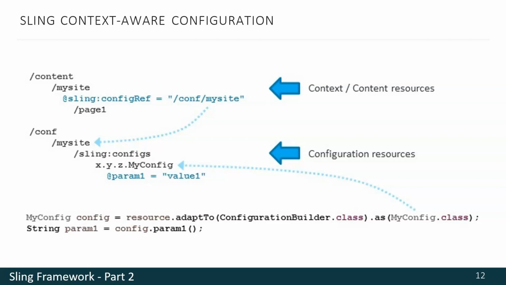You have full control over which content trees are the context in your application. Using the context-aware configuration Java API, you can get the matching configuration for each content resource without caring where it is stored or how the inheritance works.